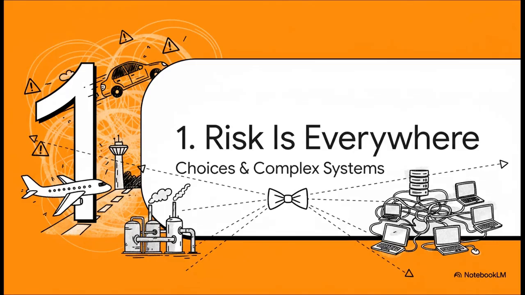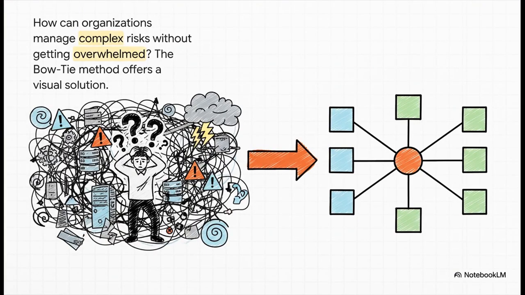All right, first up, risk is everywhere. That choice about overtaking a car, it has a few moving parts. But now, imagine you're managing the risk for something like a major airport, a chemical plant, or a massive IT project. The core logic is exactly the same, but the complexity just explodes. So here's the core problem, right? How can any big organization juggle dozens, maybe hundreds of interconnected risks without just getting completely lost in the chaos? They need a clear, systematic way to see it and manage it. And that is the exact problem the bow tie method was invented to solve.